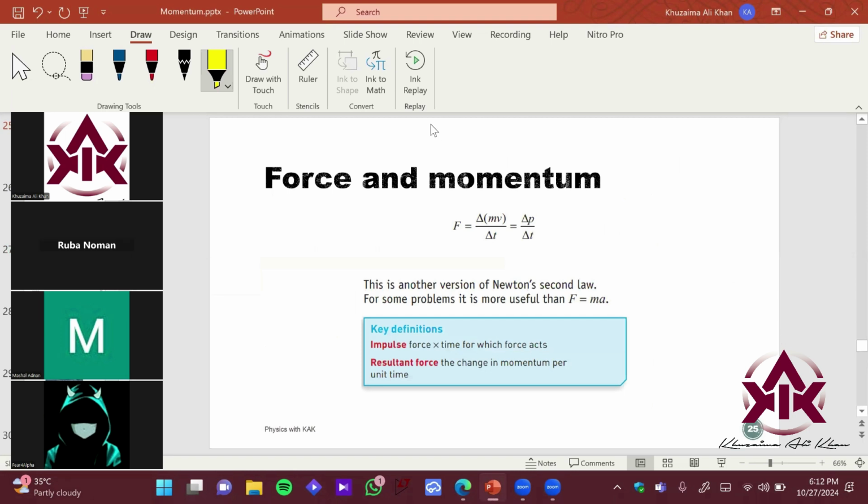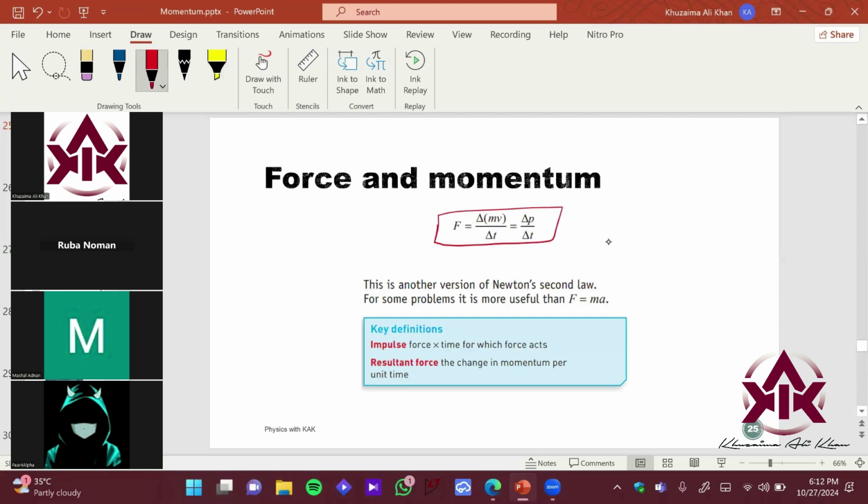So yeah, force and momentum. Okay. So the relation between force and momentum is basically as follows, right? That force is the rate of change of momentum, right? So if you recall Newton's second law, can anyone tell me Newton's second law? F equals ma. The definition.